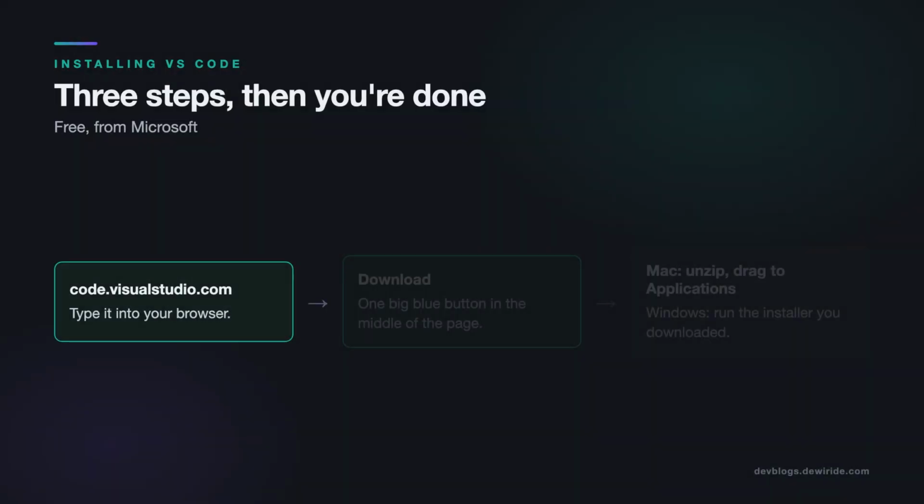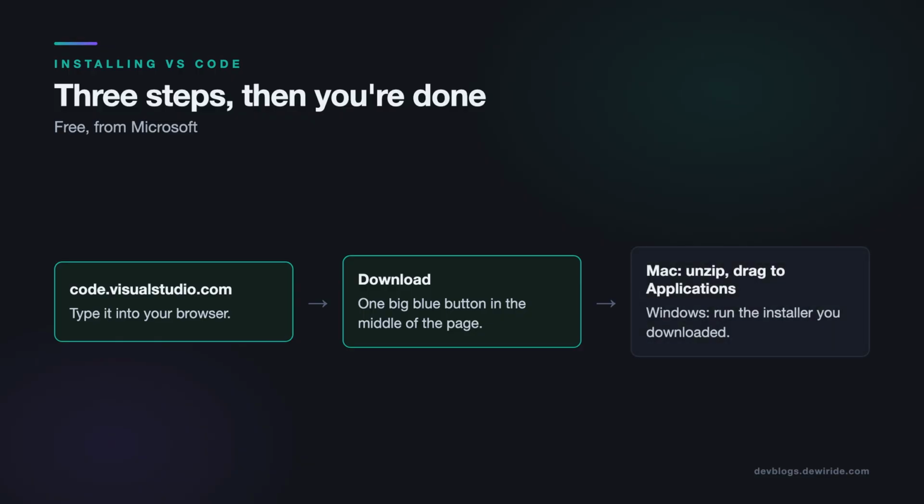In your browser, go to code.visualstudio.com. There's one big blue button in the middle of the page that says Download. Click it. On a Mac, you get a zip file. Double-click it, and it turns into the Visual Studio Code app, which you then drag into your Applications folder. On Windows, you get an installer. Double-click it and click Next until it finishes.